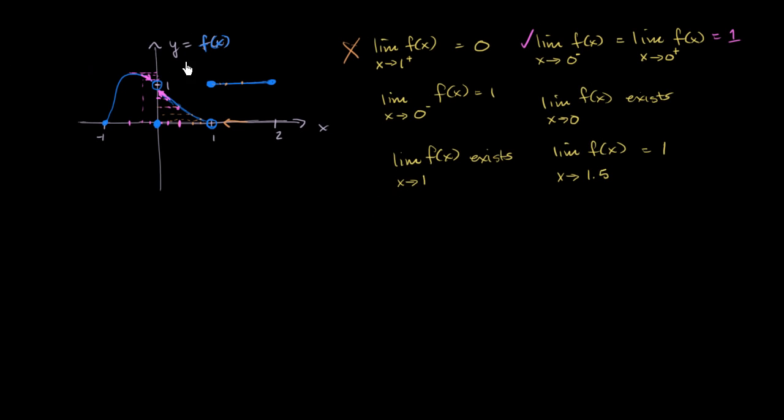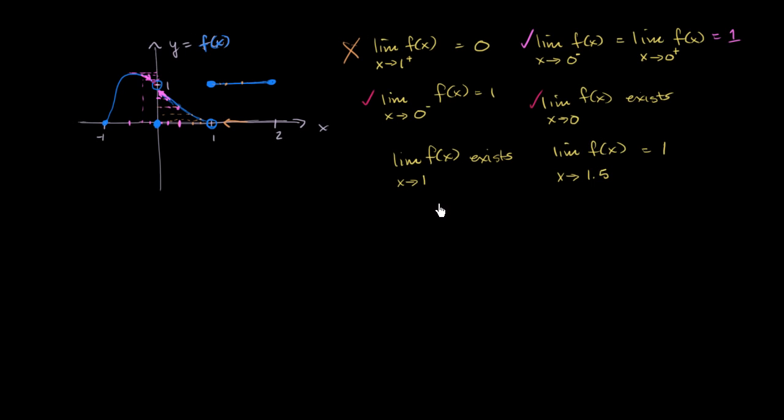Now let's look at this statement. The limit of f of x as x approaches 0 from the negative direction is equal to 1. Well, we've already thought about that. As x approaches 0 from the negative direction, we see that we're getting closer and closer to 1. As x gets closer and closer to 0, f of x gets closer and closer to 1. So this is also true. Limit of f of x as x approaches 0 exists. Well, it definitely exists. We've already established that it's equal to 1. So that's true.